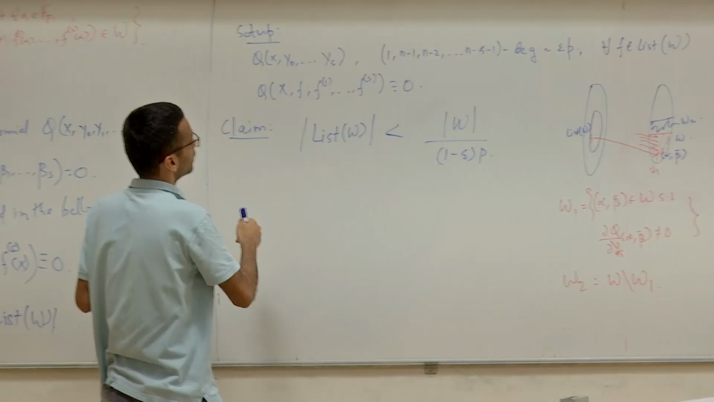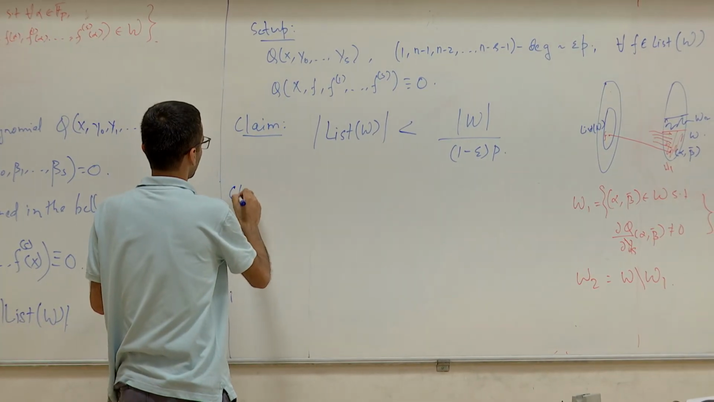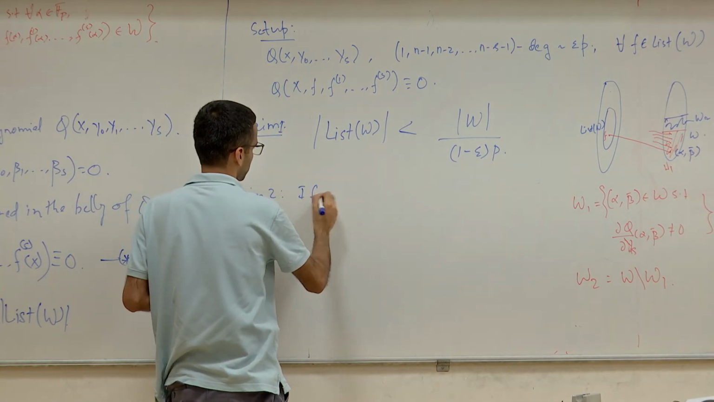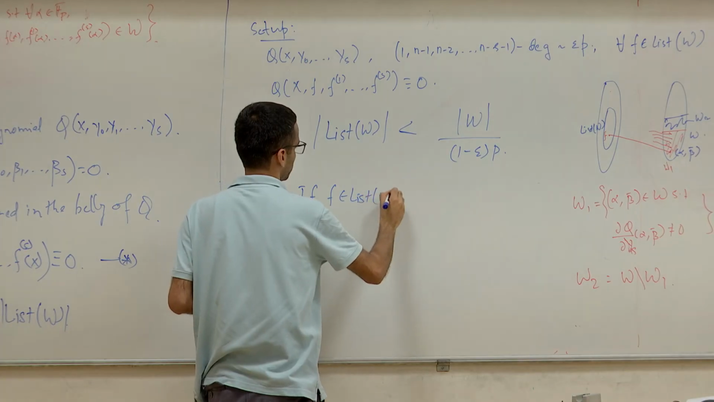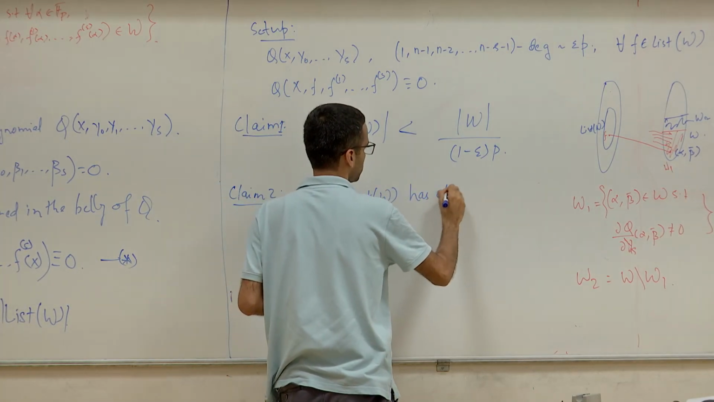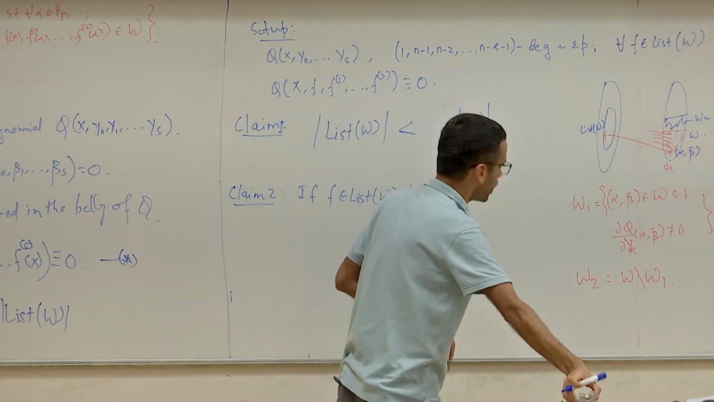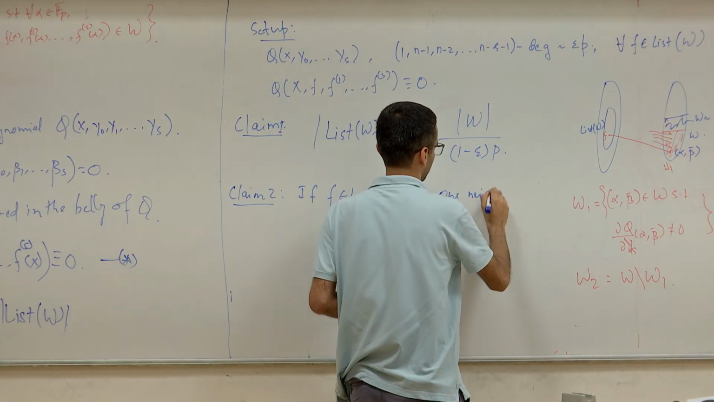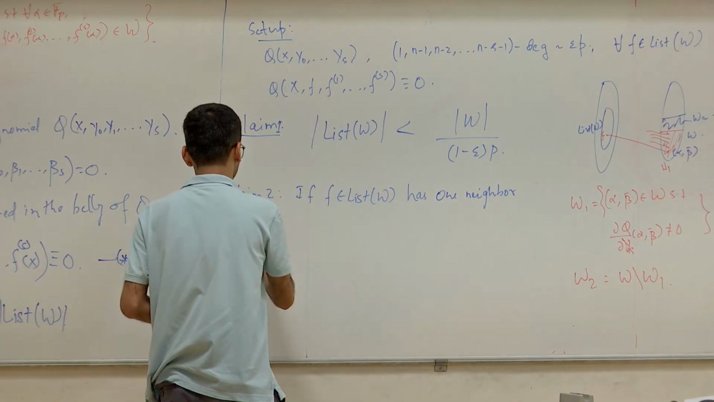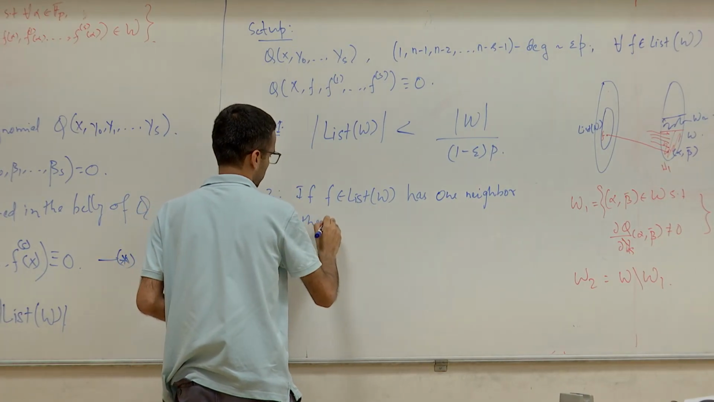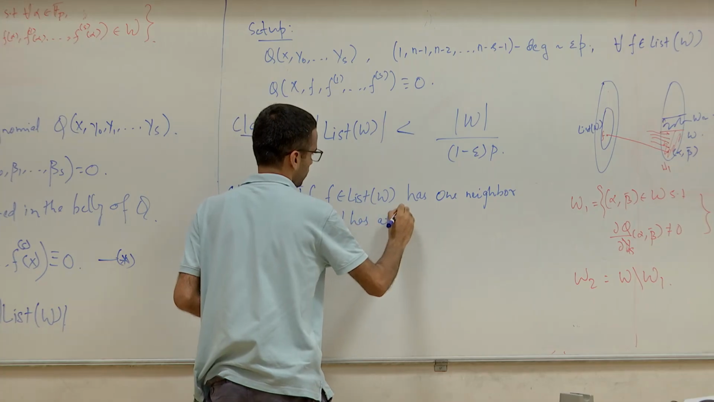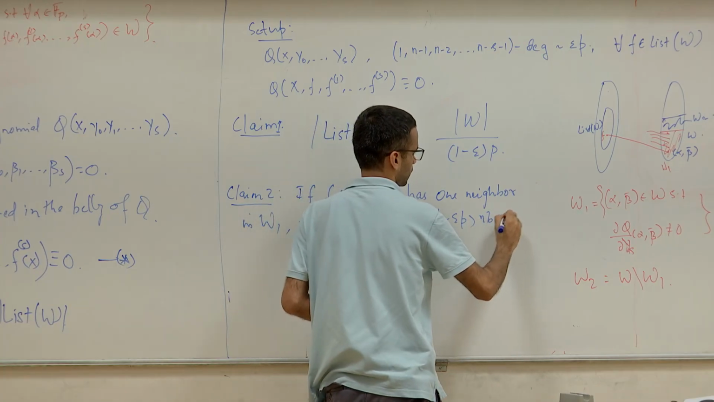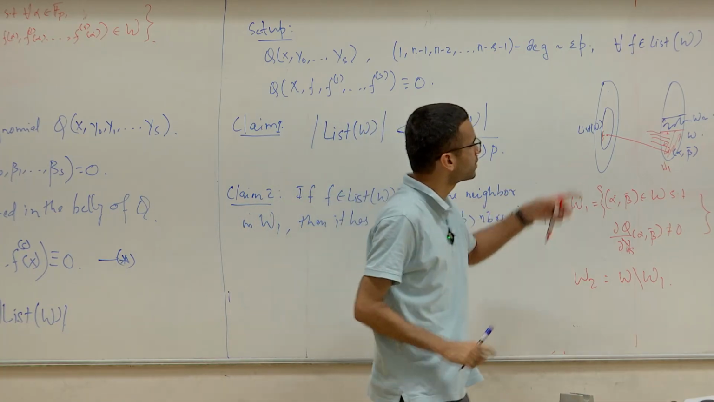So here's one observation. Let's call this claim 2. This claim 1. So if F in the list of W has, let's say, one neighbor in W1, then it has at least P minus epsilon P neighbors in W1. So this picture is very lopsided.